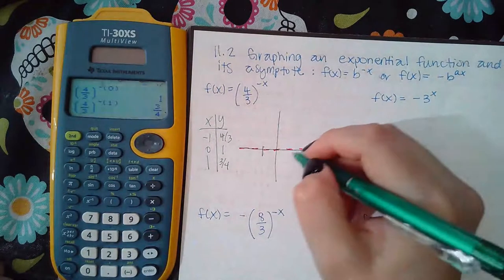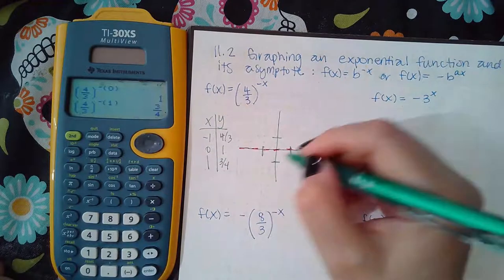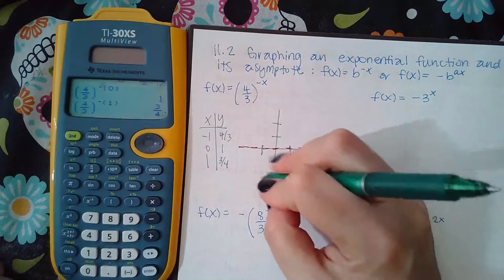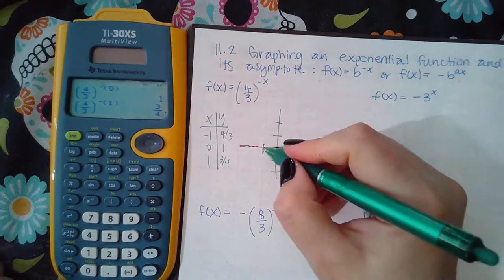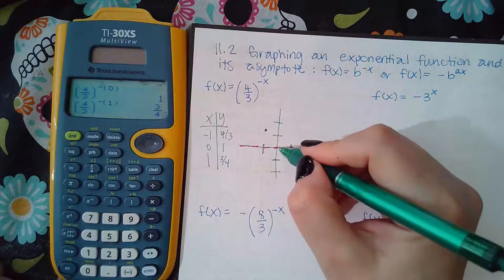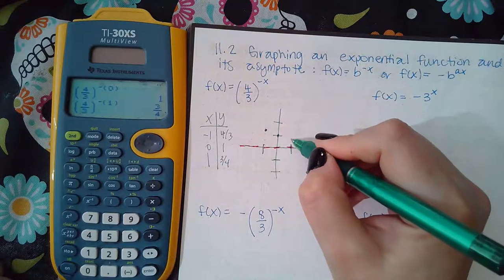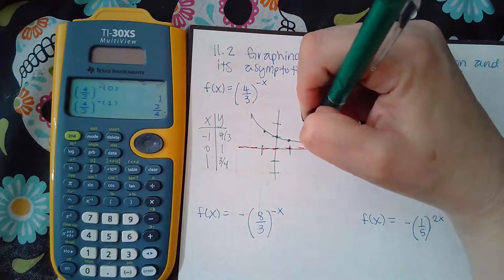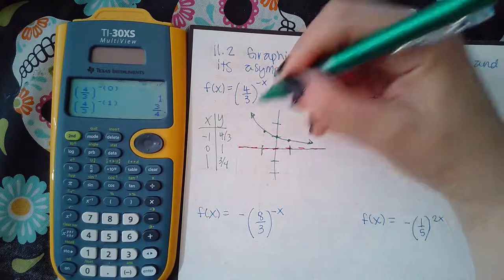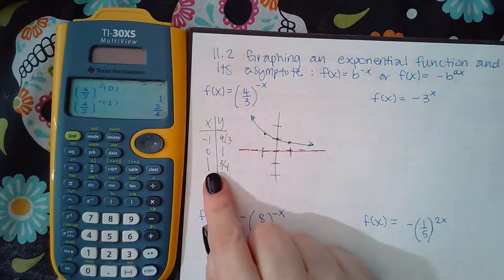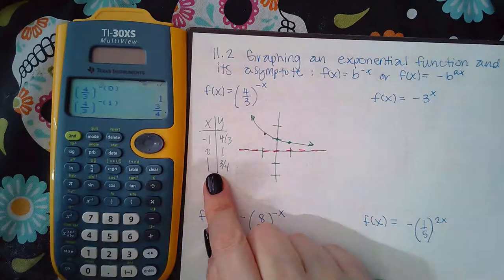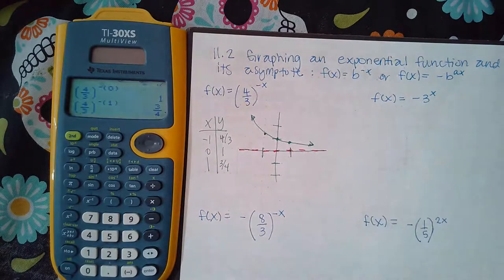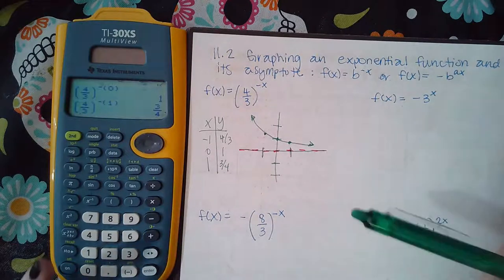And then if I plot these, I have negative 1 and 4/3, 0 and 1, and then 1 and 3/4. And so then there's the image there. You would plot your 3 points using the plot a point icon. Then you would plot your horizontal asymptote using that icon. And then you would click on the graph a function icon, and you'd be done.